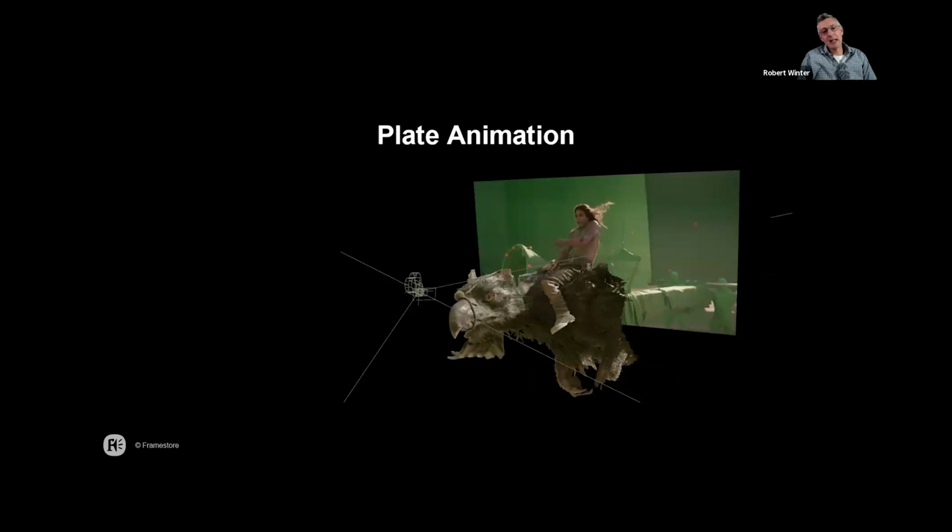We have tools that allow us to anchor a plate element to a CG character. Our animators can then establish the flight path. They can control the distance of the subjects to the camera, and they can add high frequency movement. And they can do this all while visualizing it in their viewer in Maya.